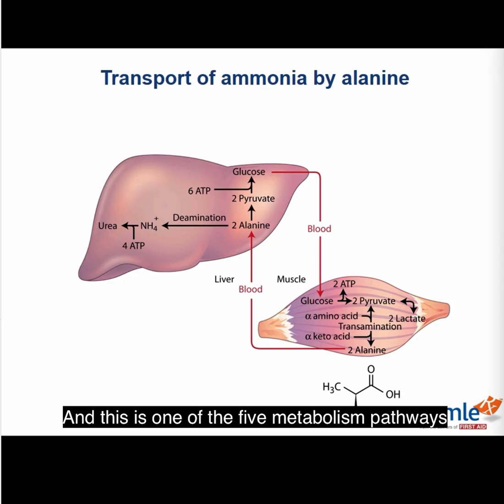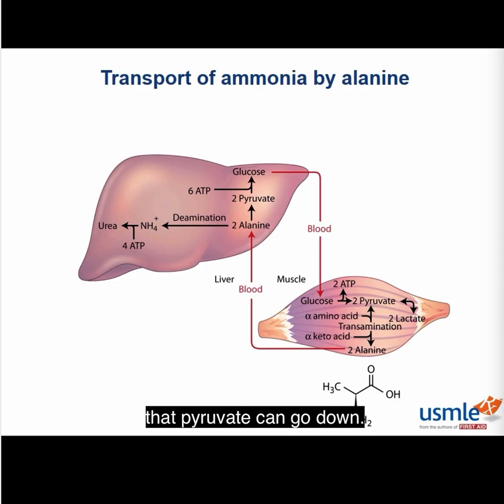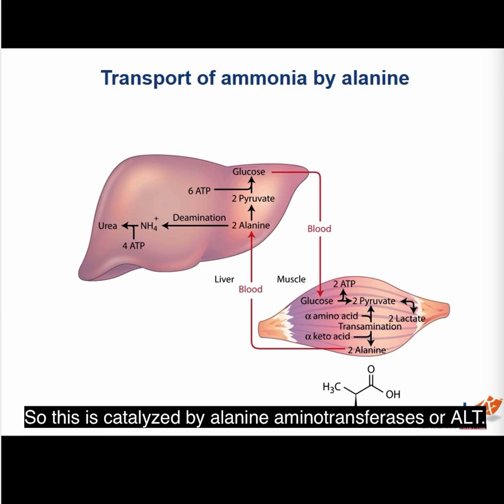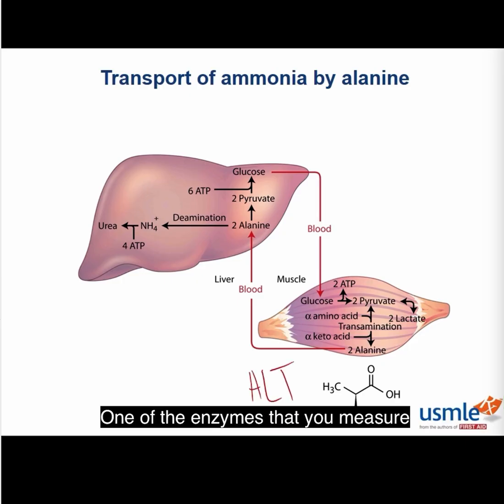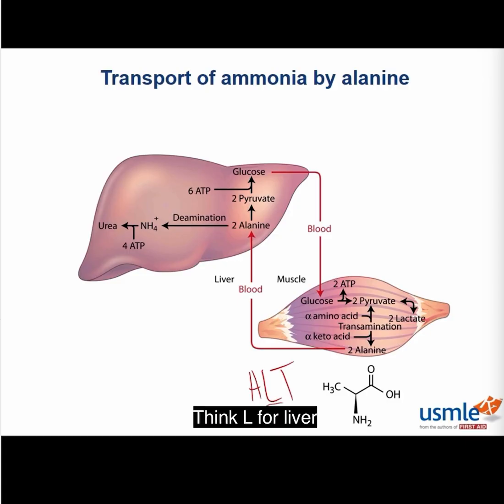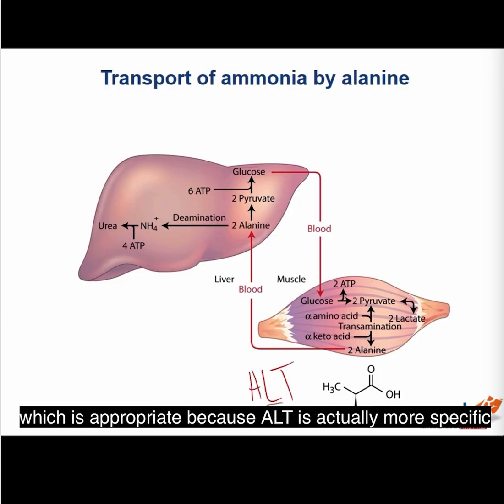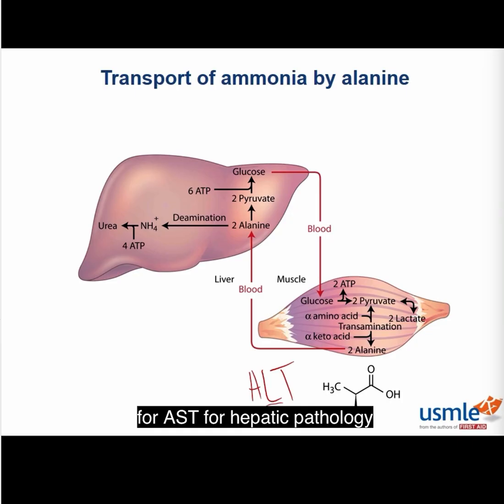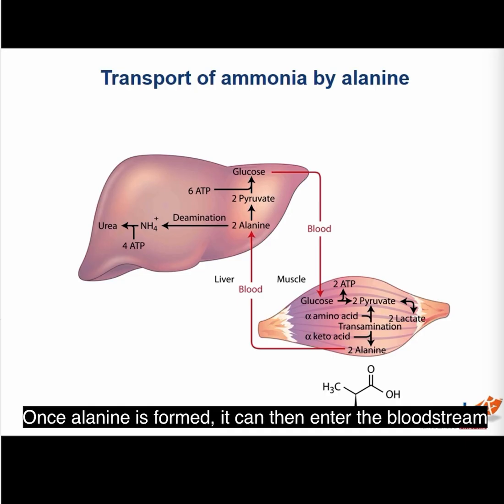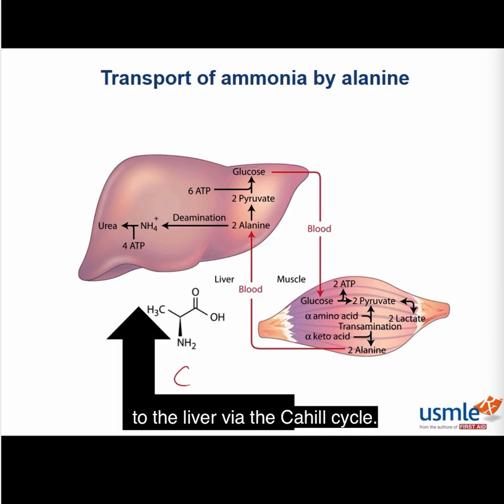And this is one of the 5 metabolism pathways that pyruvate can go down. Check out our pyruvate metabolism video if you need a refresher on this. So this is catalyzed by alanine aminotransferase, or ALT, one of the enzymes that you measure for hepatic function testing. Think L for liver, which is appropriate because ALT is actually more specific than AST for hepatic pathology, so this mnemonic holds its weight. Once alanine is formed, it can then enter the bloodstream to the liver via the Cahill cycle.